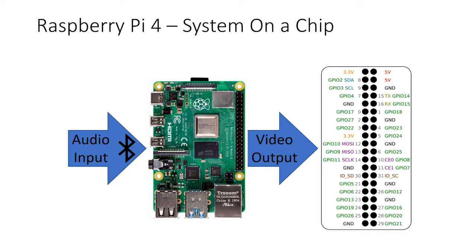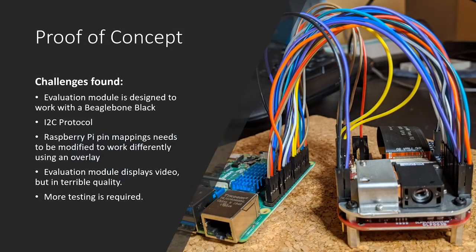For the video output, we're going to be using the GPIO pins, given that that's the example that we have here in the evaluation module, and it seems to work pretty good. A couple of challenges that we have with the evaluation module running this proof of concept was that it was built for BeagleBone Black, and the complexities of the configuration on the Raspberry Pi to use the GPIO pins. It requires to have an overlay and to understand the transfer rate and the clock frequencies and a couple of things. More testing is required.